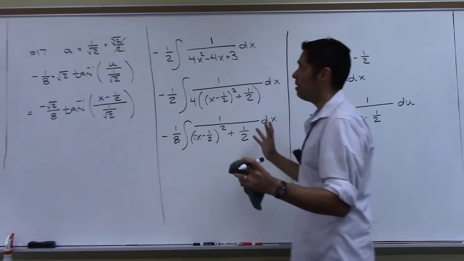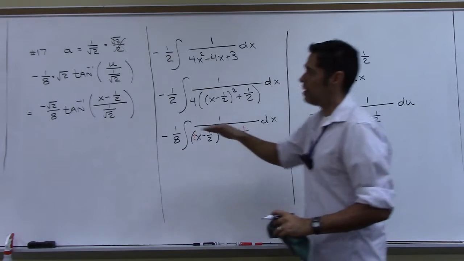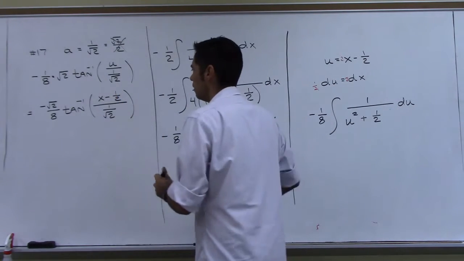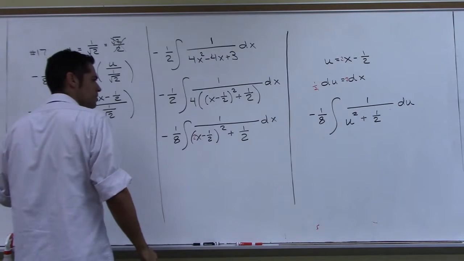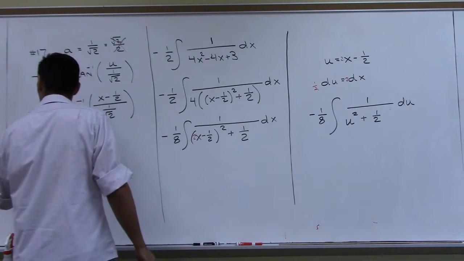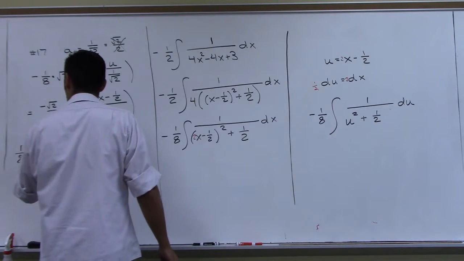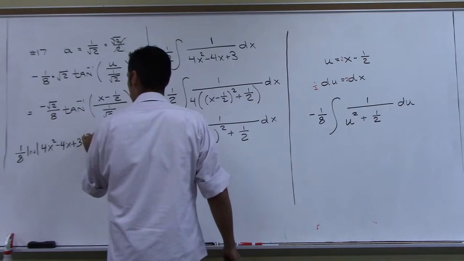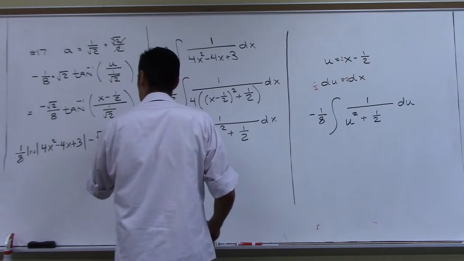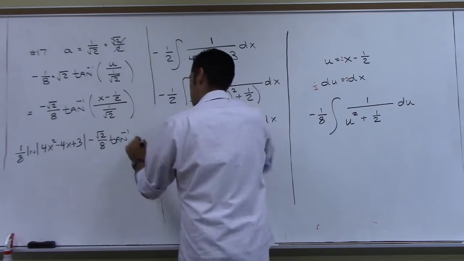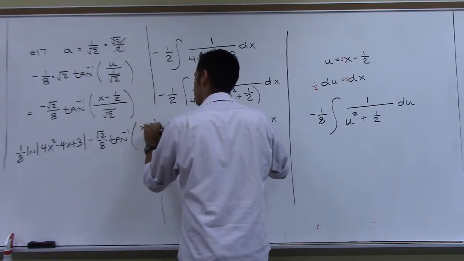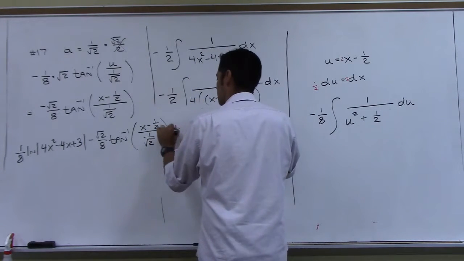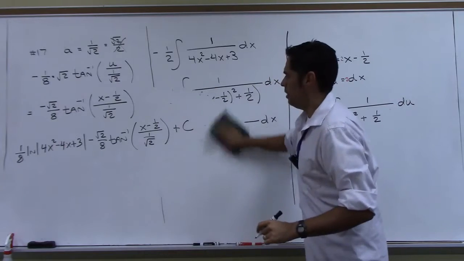So our final answer, right? Our final answer is this with that other piece I erased with the plus c at the end. What was in front out there? Was it a 1/8? 1/8 natural log of 4x squared minus 4x plus 3, minus root 2 over 8 arctangent of x minus a half over 1 over root 2, plus c. That's it.